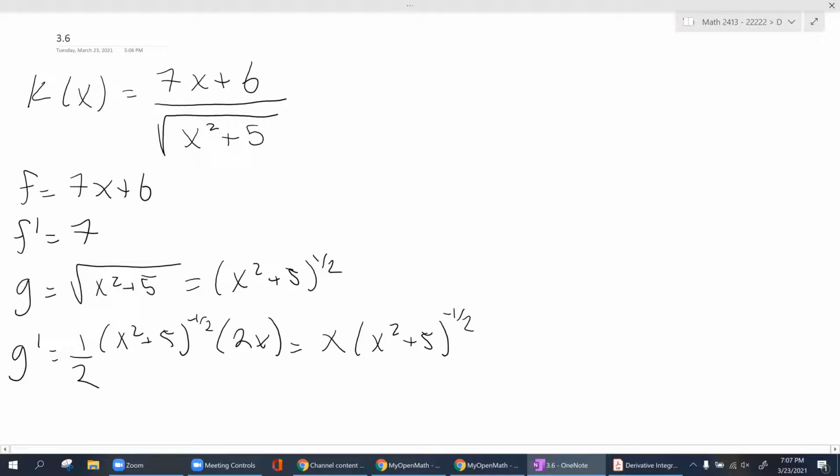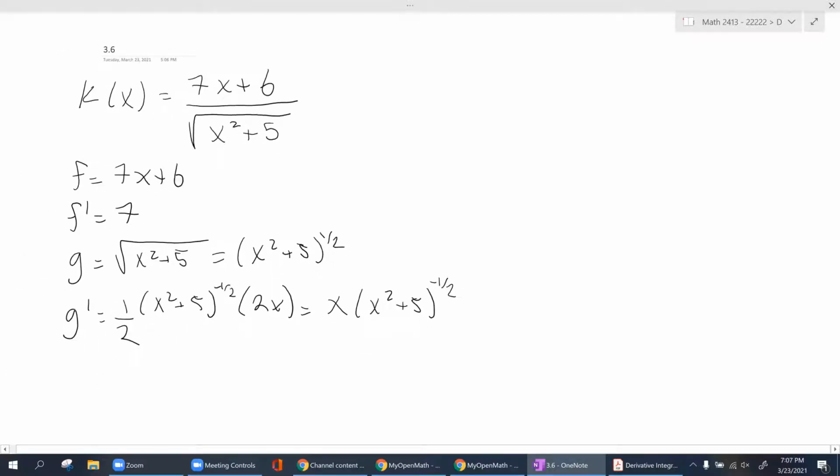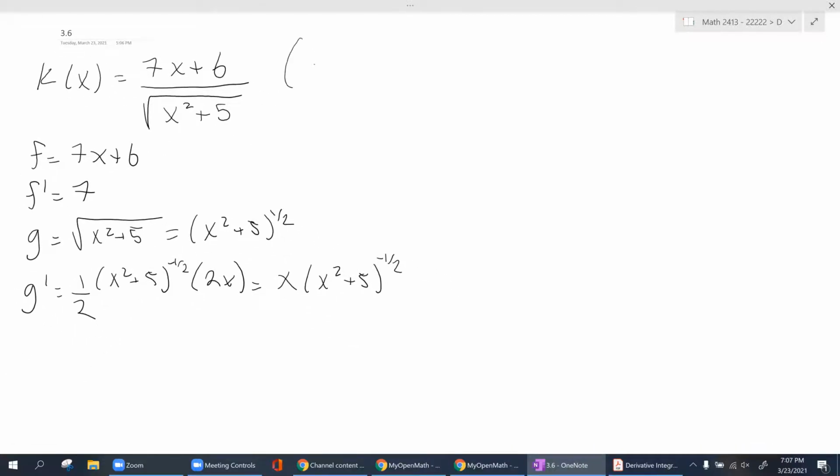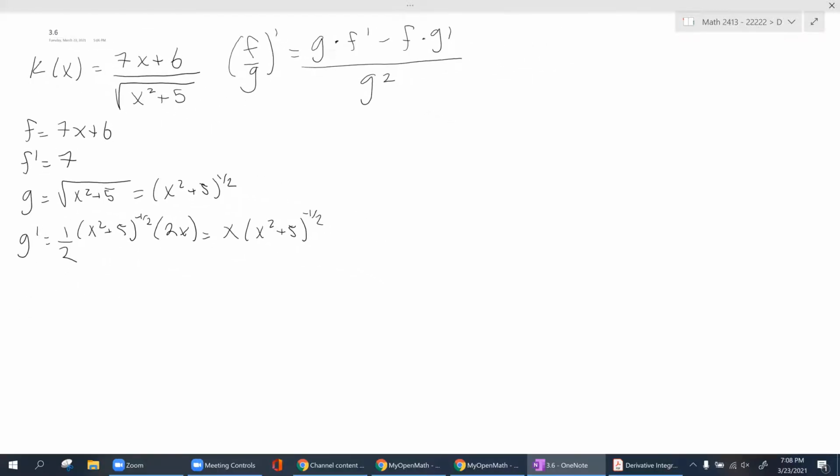So let me go ahead and apply quotient rule. In case we forgot, quotient rule was when you take the derivative of something divided by something, it is the bottom times the derivative of the top minus the top times the derivative of the bottom, all over the bottom squared. And yes, you have to simplify, and you'll see what I mean.